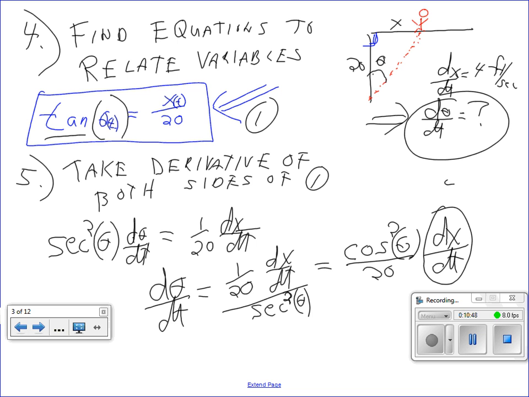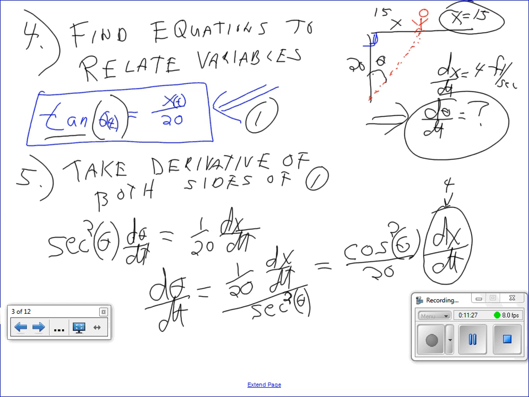Okay, well, I know what this is. This is 4. I know 20. What's the cosine of theta? Remember, the problem says at x equal to 15. Because it turns out d theta/dt is going to change with time. This is a function of time. They want to know what d theta/dt is at a particular instant, the instant when x is equal to 15. So when x is equal to 15, what's the cosine of theta equal to?